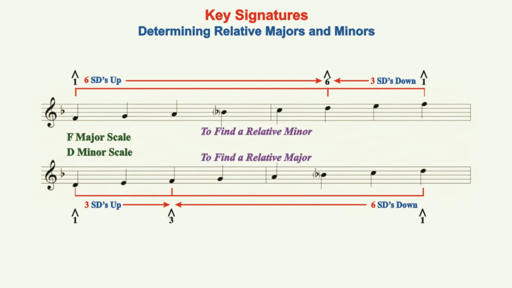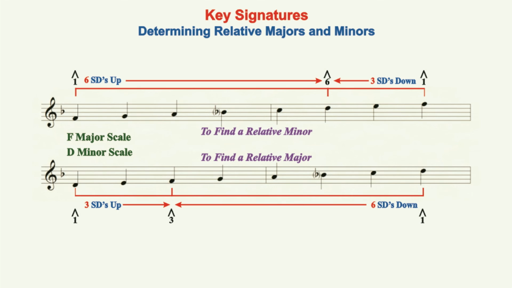Using the F major scale as an example of a key containing a flat, let's find the relative minor to F major. Beginning with scale degree 1 of the F major scale, we count upward or downward to scale degree 6, which leads us to a D natural. D minor is the relative minor to F major.